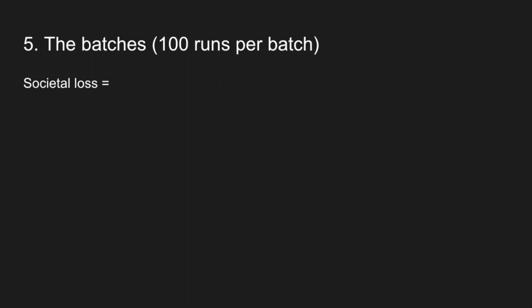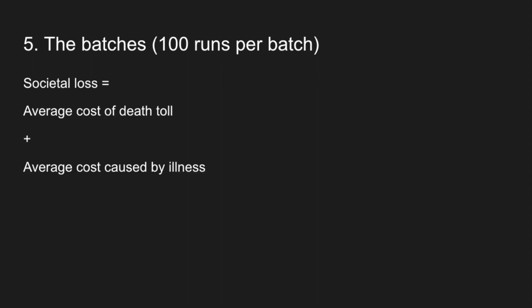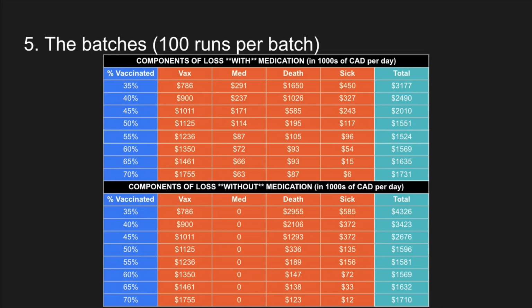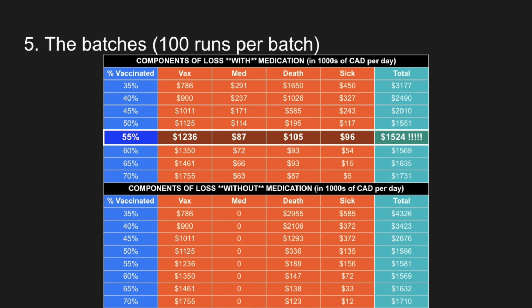So for each simulation run, the societal loss is calculated based on death toll, number of sick people, cost of vaccines, and cost of medication. So the loss that we outlined before. And for each batch of 100 simulation runs, the societal losses were averaged. The smallest value of total loss belongs to the most cost-effective method. So now that we've understood the method that I used to find the optimal way to deploy medication and vaccines, let's look at one run of the simulation and get a sense of what it looks like.